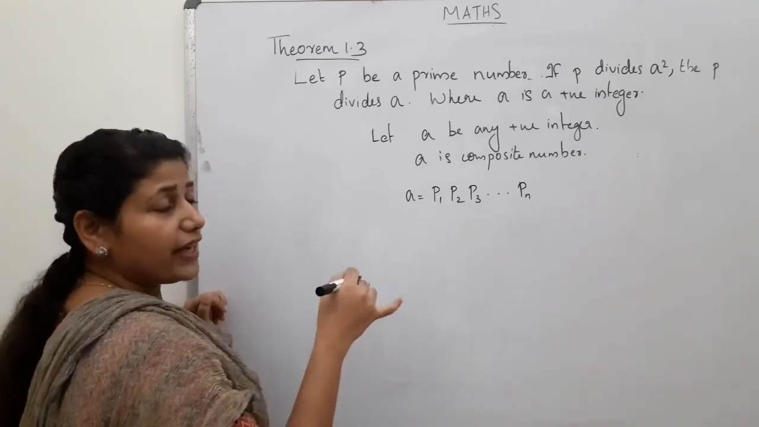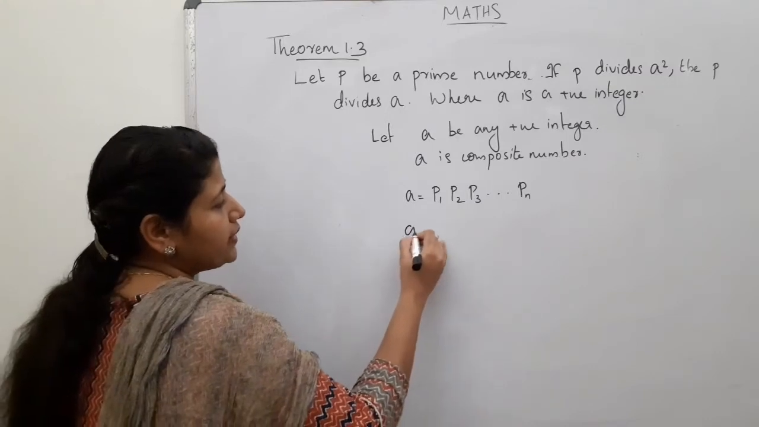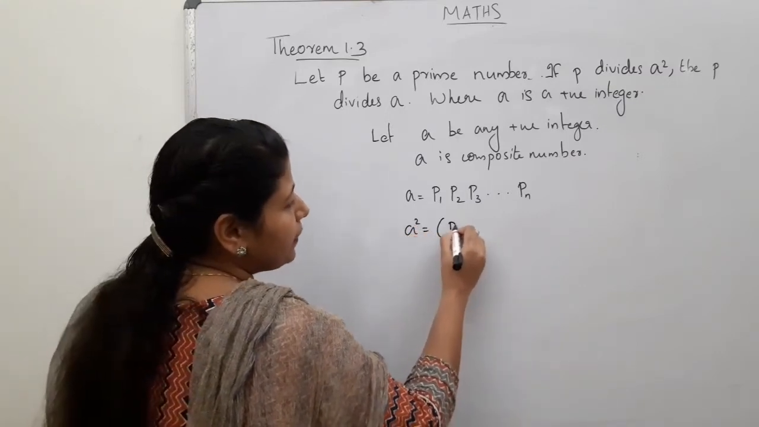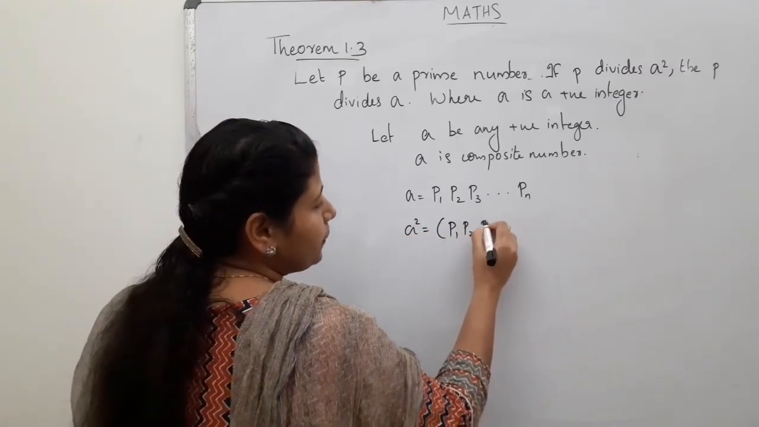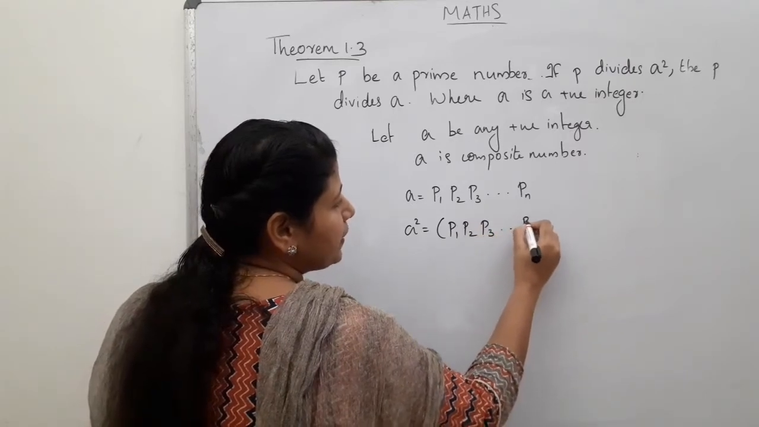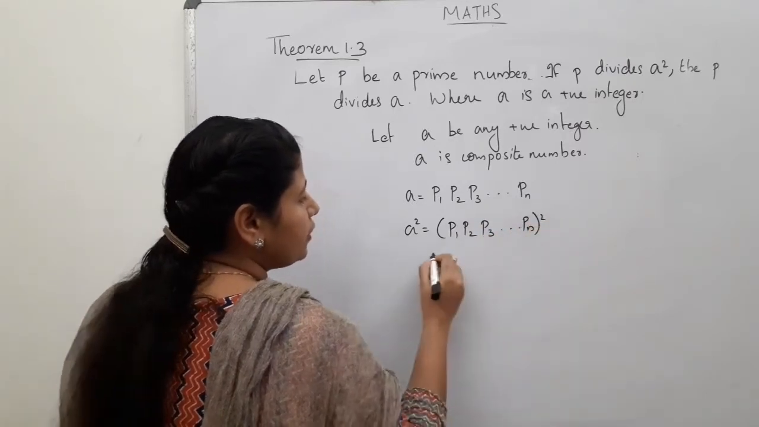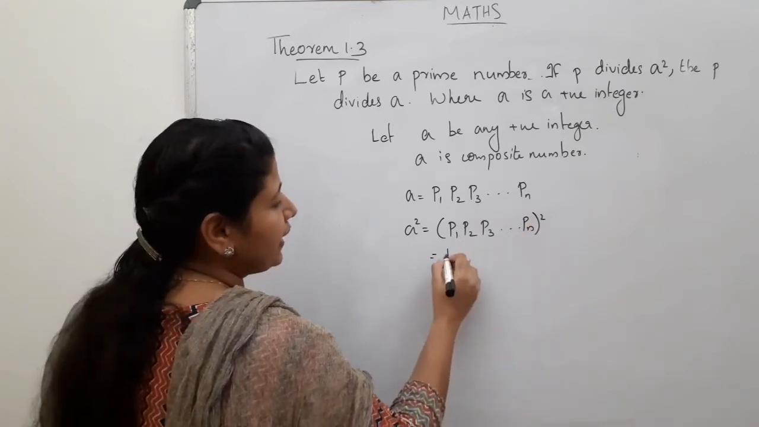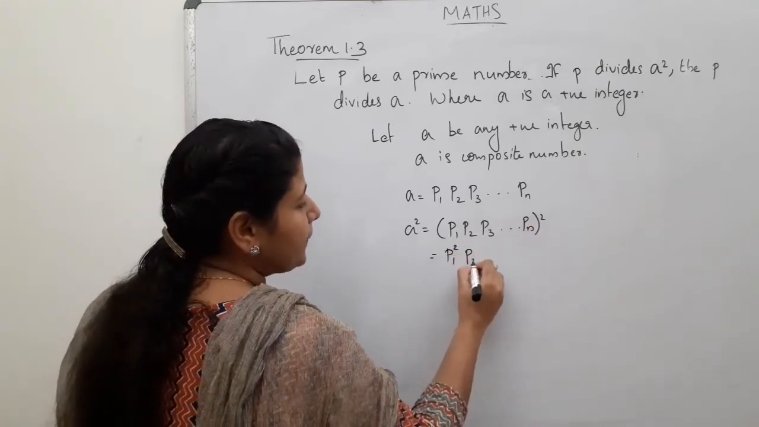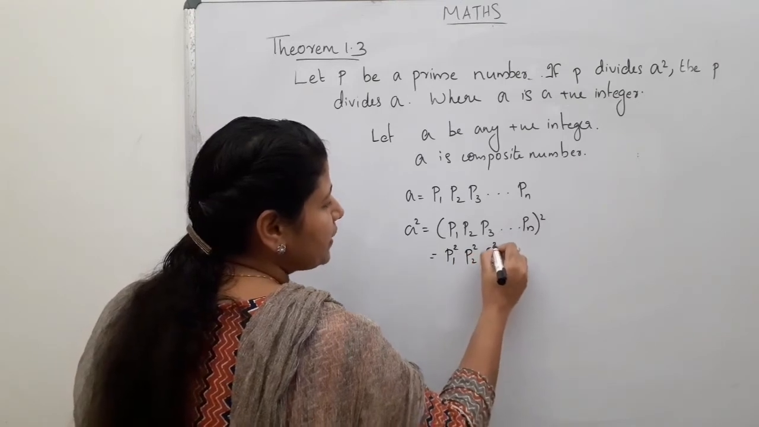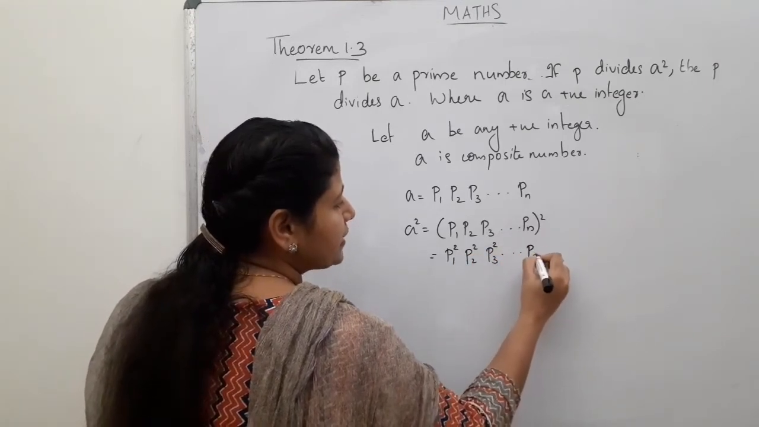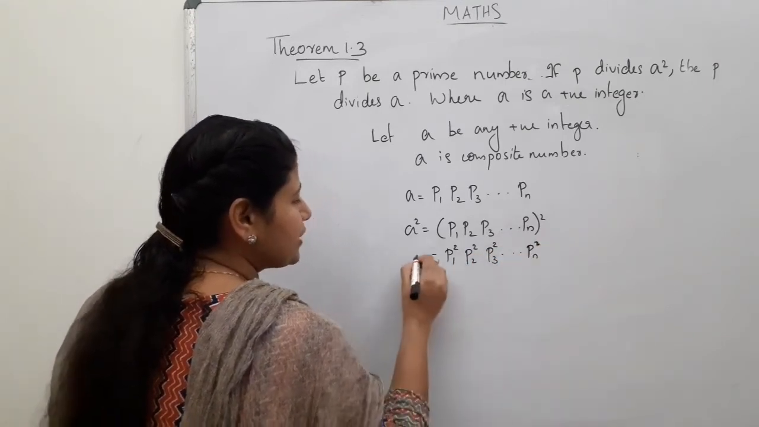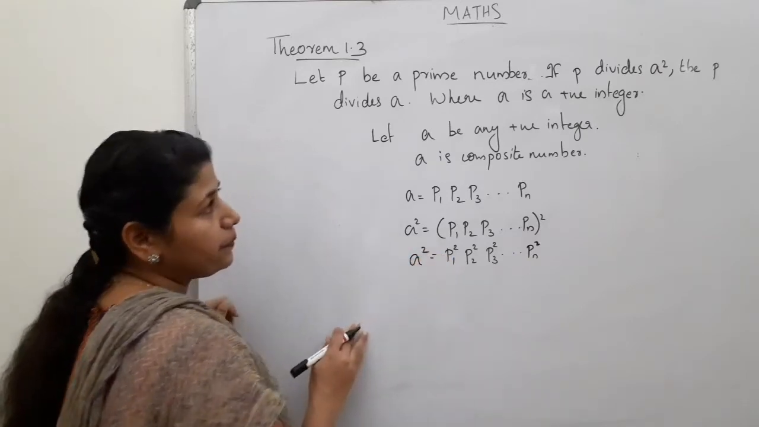And we want to find a square. Then it will be (p1 p2 p3 etc. pn) whole square. We can take this square inside the bracket, so you will get p1 square, p2 square, p3 square, etc. pn square. That means a square can be written like this.